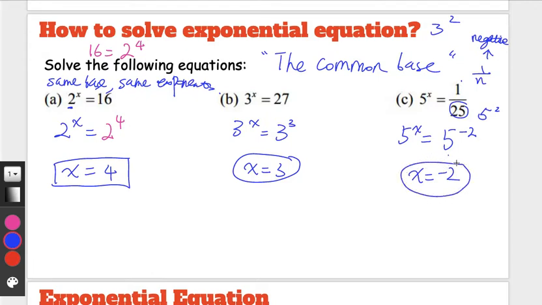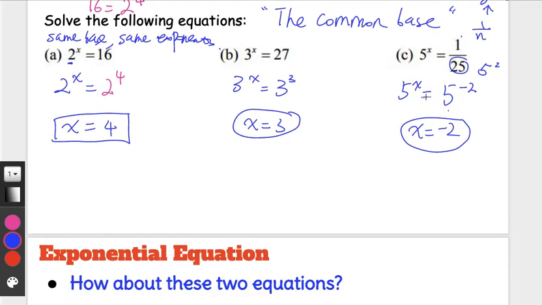Again, sometimes it's easy to see the connection between the two bases. 27 relates to 3, 16 relates to 2, 25 relates to 5. But sometimes what if the two sides are not so easy to see? Let's check this example here.